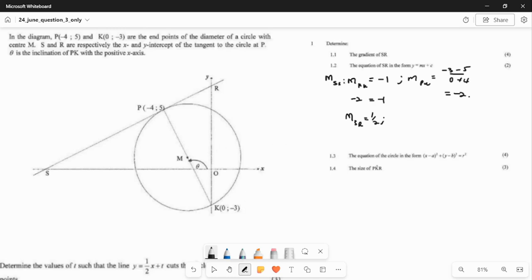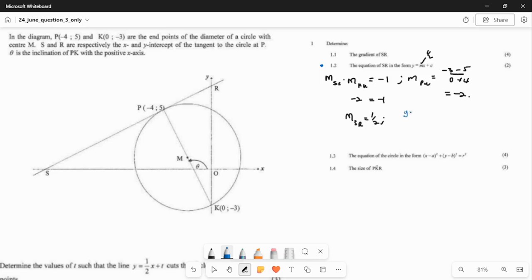Question number 1.2. Determine the equation of SR in the form of y is equals to mx plus c. So we know what the gradient is. It's +1/2, and we have one coordinate that we can use to calculate this equation. We'll use our coordinate P. So let me use a different colored pen. I'll use the blue pen for question number 1.2.